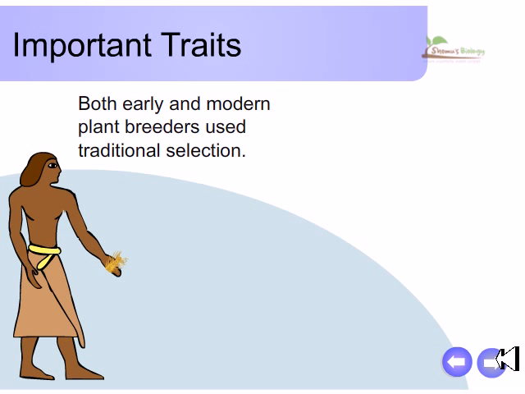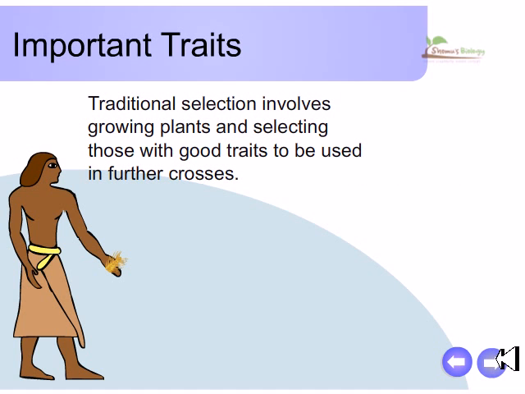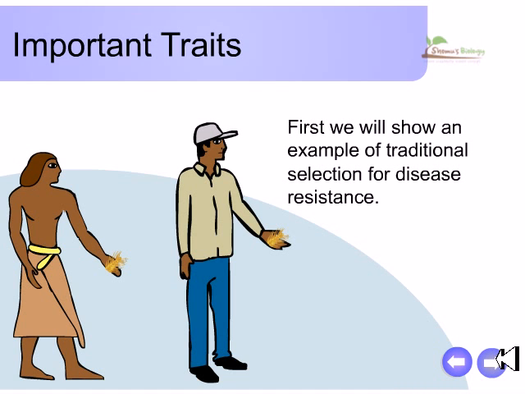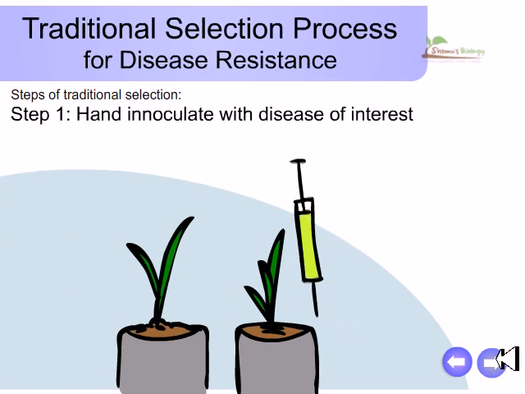Both early and modern plant breeders use traditional selection. Traditional selection involves growing plants and selecting those with good traits to be used in further crosses. Modern plant breeders also have a new technology called marker assisted selection. First we will show an example of traditional selection for disease resistance.